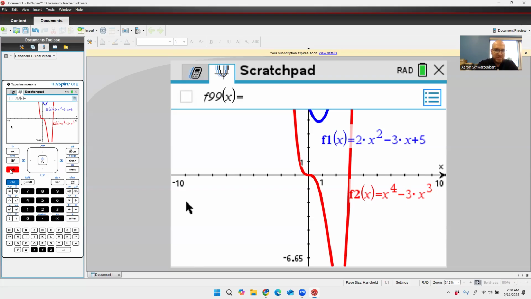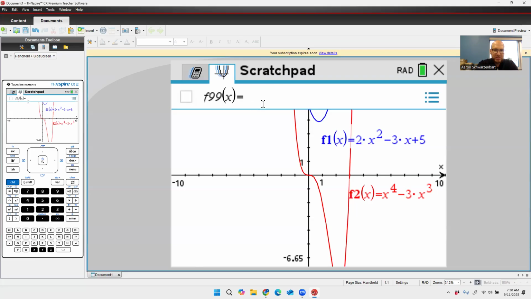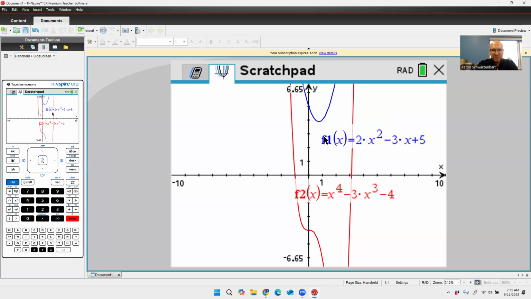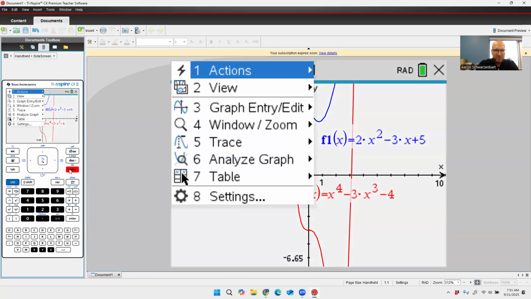Somehow I ended up on F99. It doesn't want, oh, that's annoying. Usually it'll let me scroll around. It's 3x cubed minus 4. Huh. So right now I can't see them on my graph. I guess that might have been an advantage of putting them together. I can tell it looks like they will probably intersect twice, but I'm going to need to zoom out.